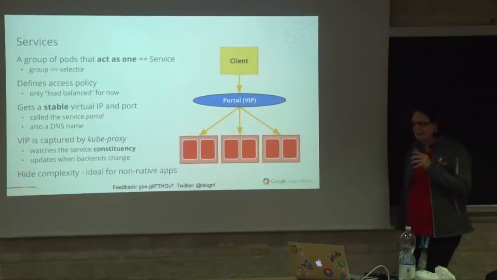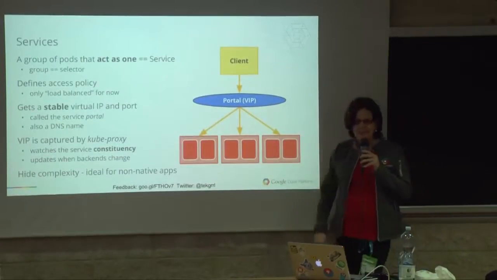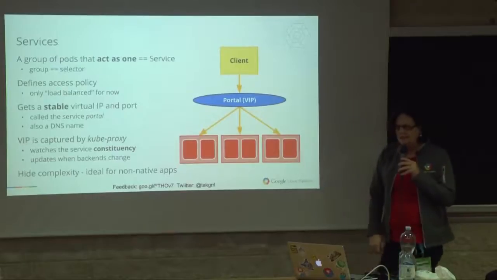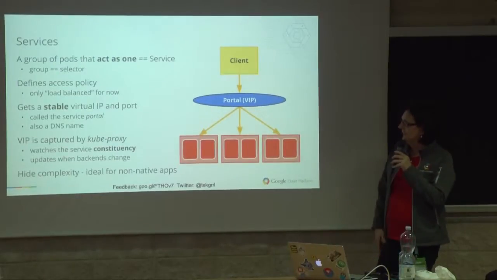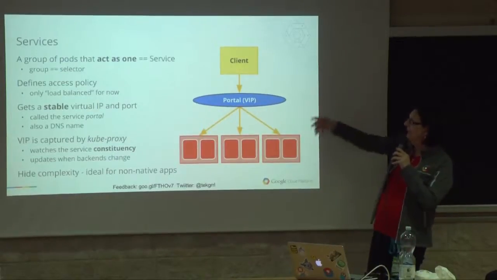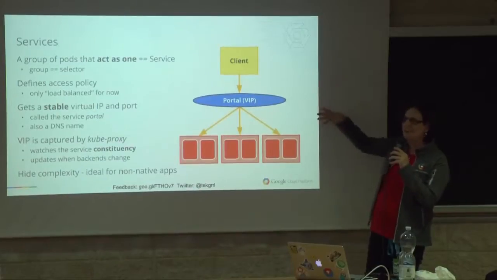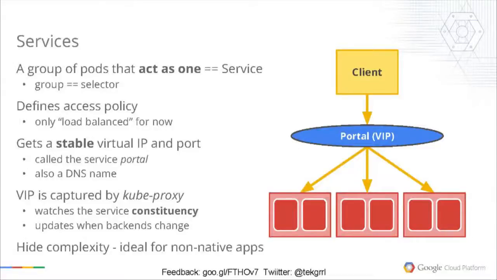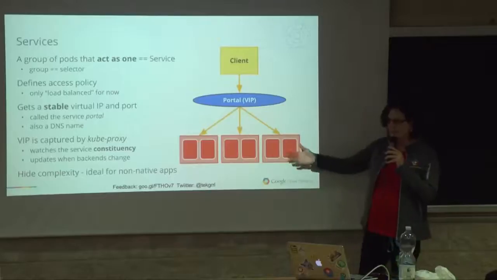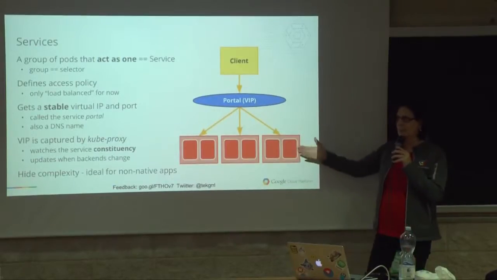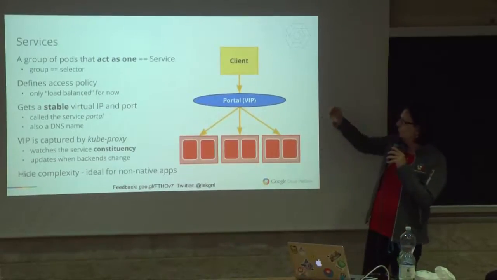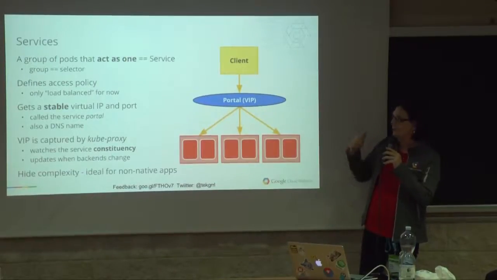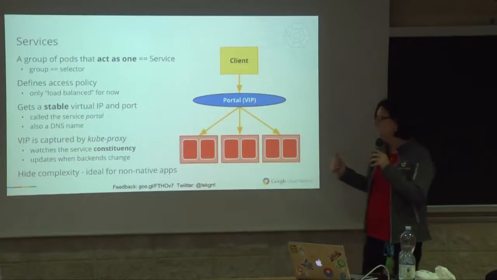Then we have services, which is a group of pods that effectively act as one. So this is defined by a selector. And effectively what we have is a client wants to access a service that we expose through a bunch of pods. So these pods are all the same. They could be a web server or an Nginx or something like that. Or they could be a pool of Redis workers. And when we create the service, we get a stable virtual IP, a VIP, and a port.